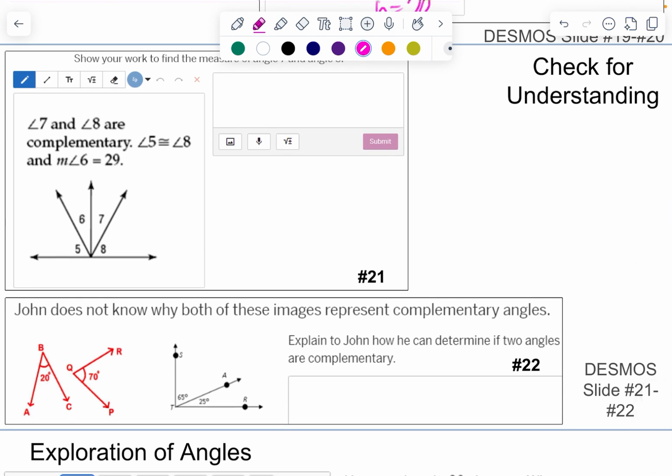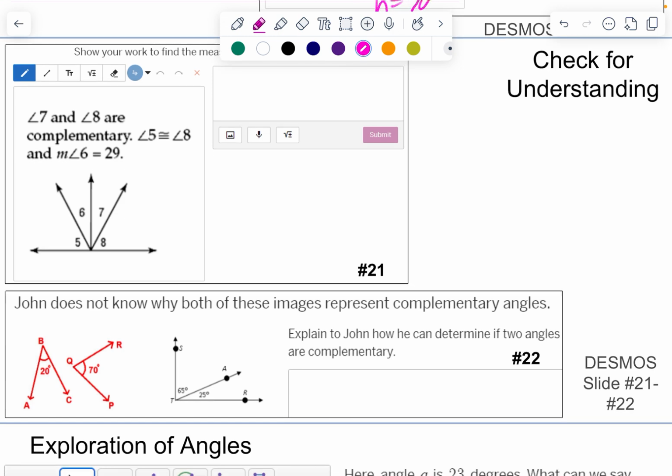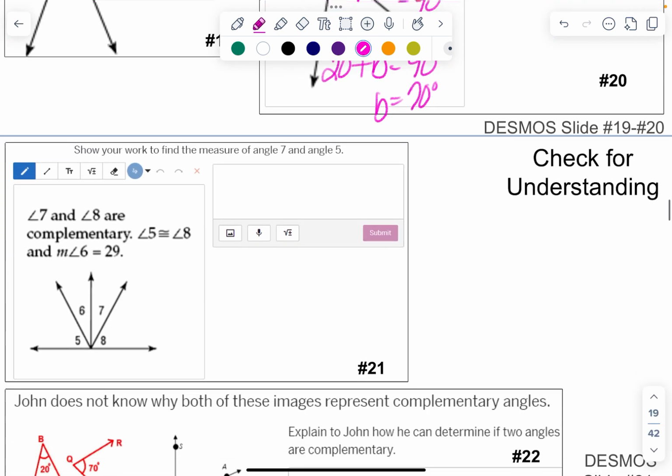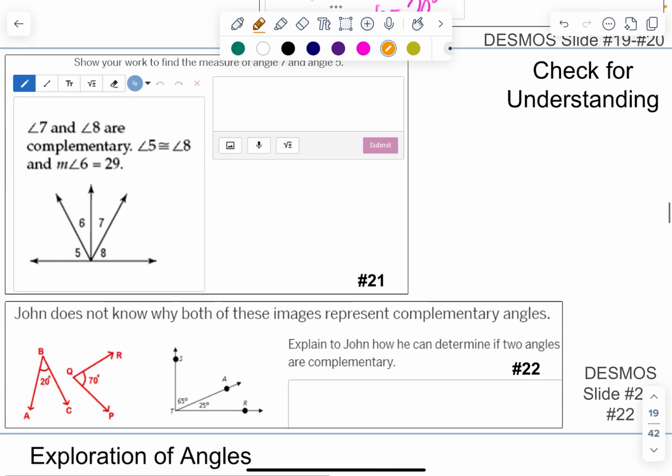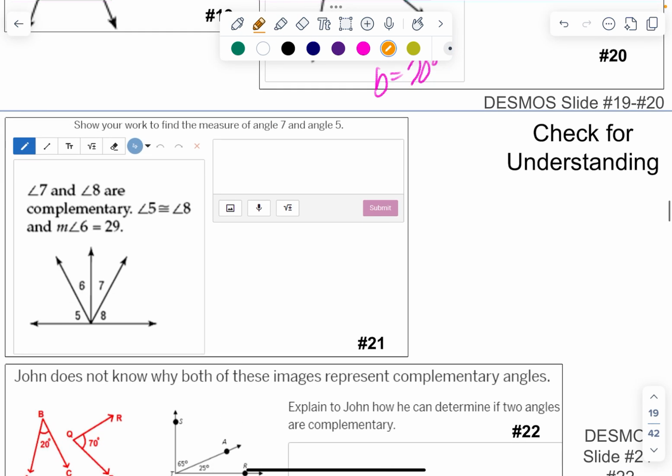So now it wants to know angle 7 and 8. All right, sometimes you're going to be given the information with a corner, but then sometimes it might tell you something like this. Angles 7 and 8 are complementary. That means that those two angles together equal 90 degrees.